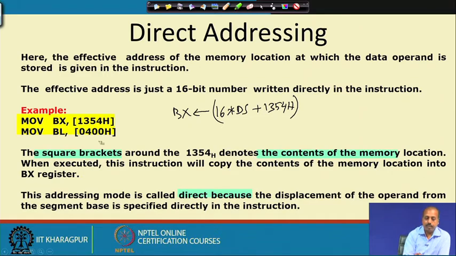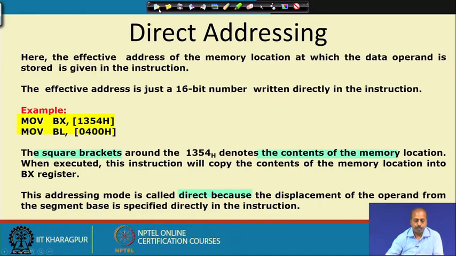Similarly, for MOV BL, 0400, 16 times DS plus 0400, that content will come. This addressing mode is called direct, because the displacement part of the operand from the segment base is specified directly in the instruction. So, it is given here directly.